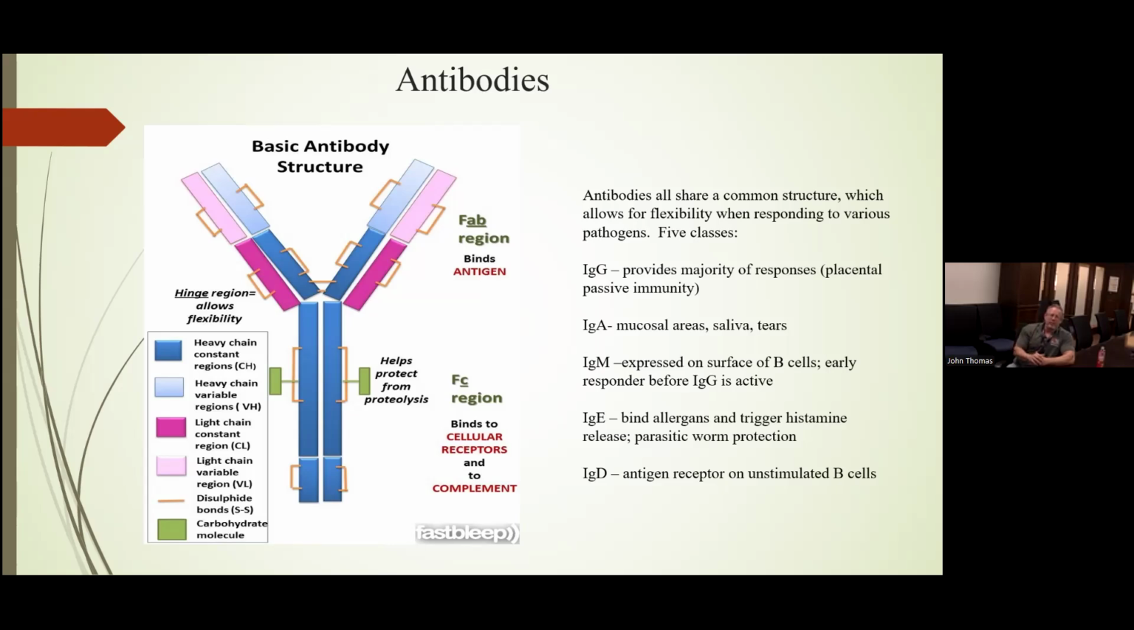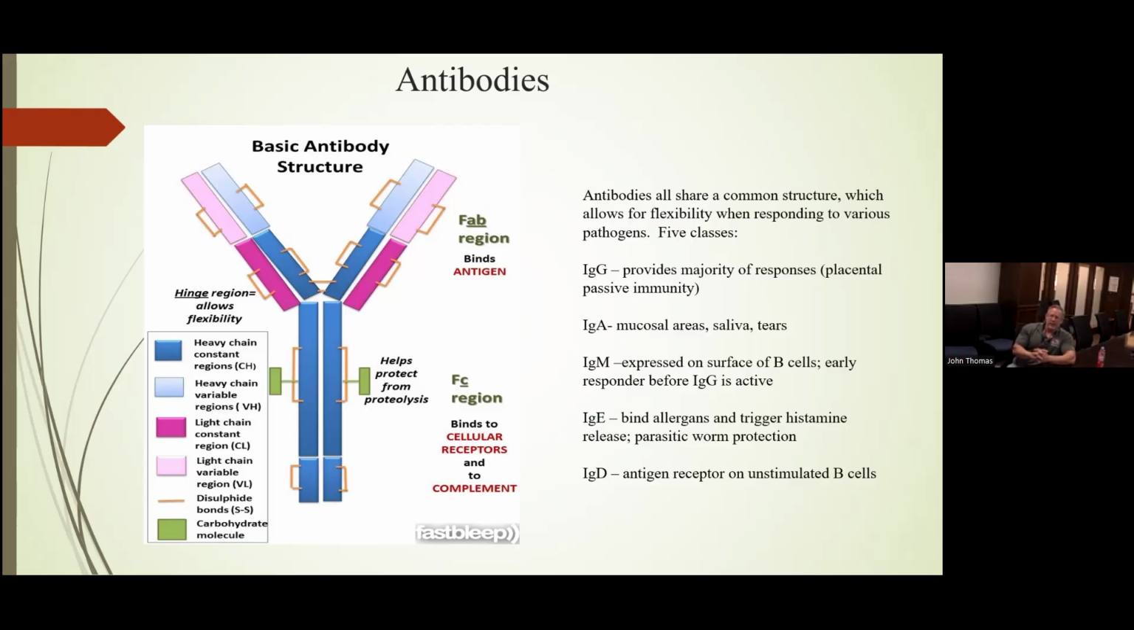IgG is the major antibody component within the body. So if you were to grab a handful of antibody from somebody and look at it, most of it's going to be IgG. It provides the majority of responses. For example, it's involved in placental passive immunity. So when we look at the protection the mother provides to the baby growing inside of her, a lot of that's going to be IgG.